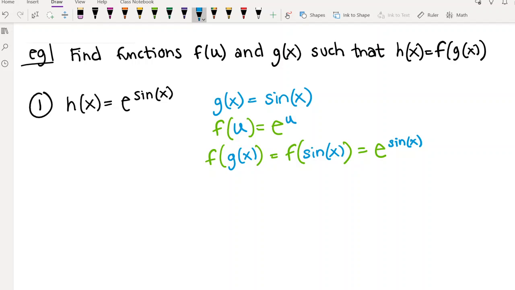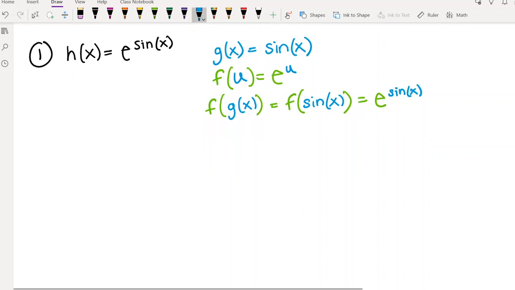So really, truly just try these. And I would encourage you on these next ones, pause the video and try it yourself. Guess what you think the inside and outside function are, compose them together and see if you get the right thing. I think that's really the best way to ensure that you have an intuitive sense of what's going on here. So that was correct, and that tells us that our inside function was g of x is equal to sine of x, and the outside function was f of u is equal to e to the u.